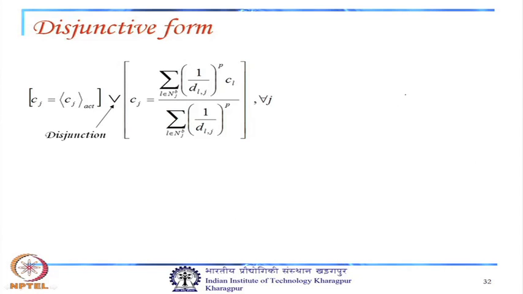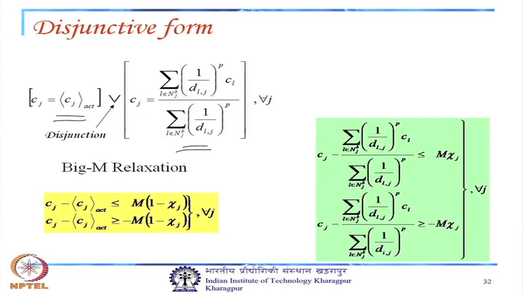So we can write it in disjunctive form: if a well is monitored, then we have the actual value, otherwise it should be based on the neighborhood concept, or we should get the estimation from the neighboring points. If we use big M relaxation, where M is a large value, then this chi is 1 if a particular location is monitored, and 0 if the particular location is not monitored.